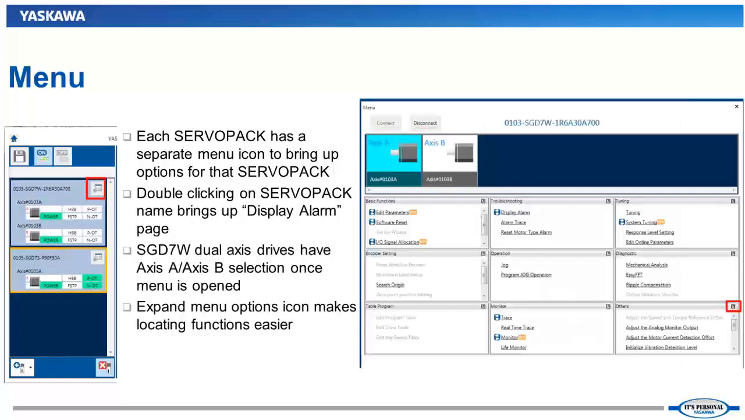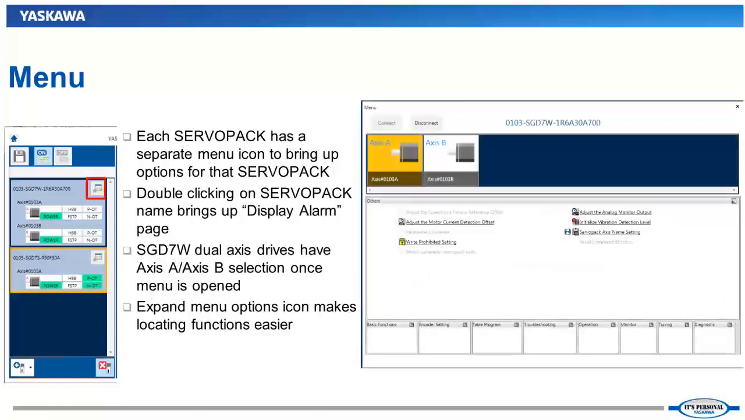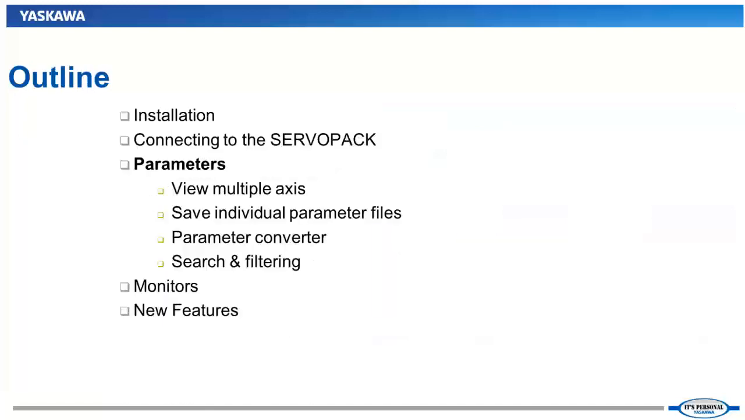So for the dual axis, when you click on the menu, it'll bring up axis A and axis B. So that's how you select between those 2 different nodes. Also, if you click on this expansion button highlighted here in the kind of bottom right of the slide, it will expand the menu so you get a little better idea of all the items in there. Makes it a little easier to navigate.